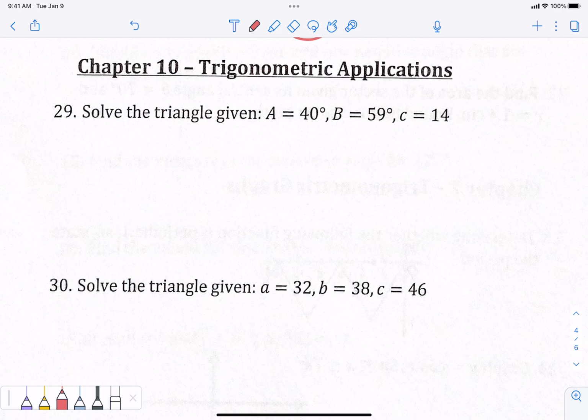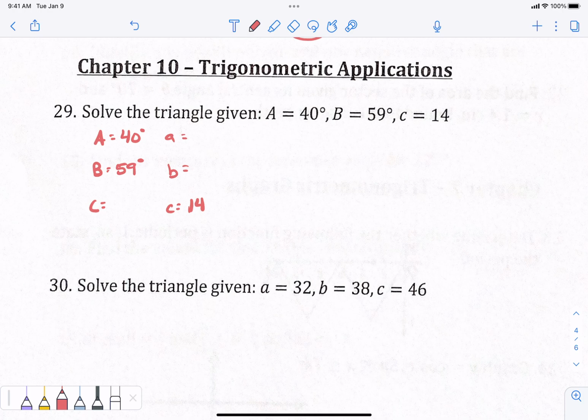Solve the triangle. So that means find all of the things: A, B, C, and little a, little b, little c. You do not necessarily have to draw a picture of what this thing looks like. We don't really care. We're just going to fill in all our information. So 40 degrees, 59 degrees, and c is 14.